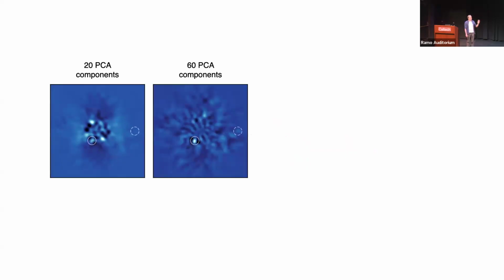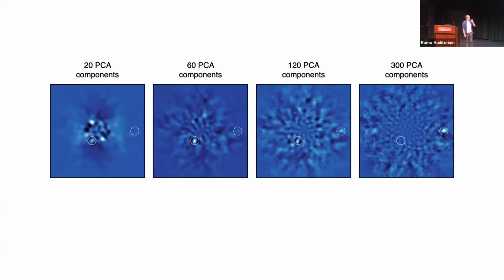In reality, it's really difficult to find the right number of components, as I can show you in this data set. So it's again 2 fake planets. It's again NaCo L-band data. 20 components, you don't really see the companions. At 60, you reach the highest SNR for the inner one, and you actually need to push to 300 to get the highest SNR for the outer one. And a priori, you don't really know what is a good choice, and you can boost the SNR of many speckles above 5. That's not an issue.